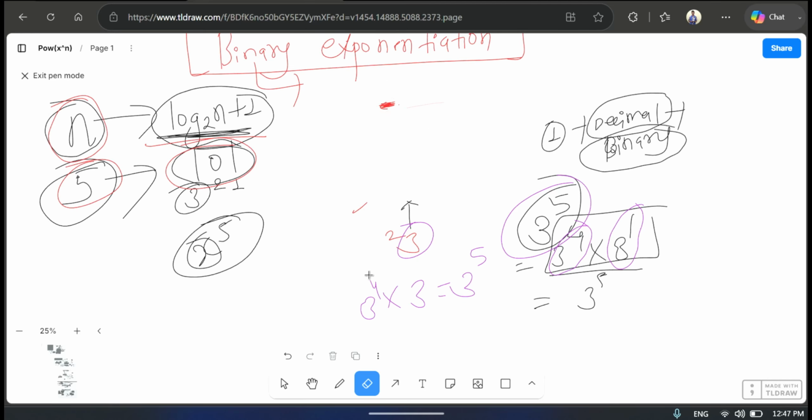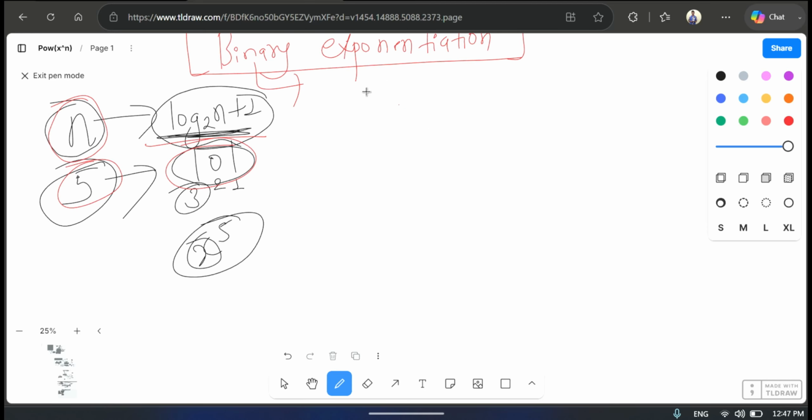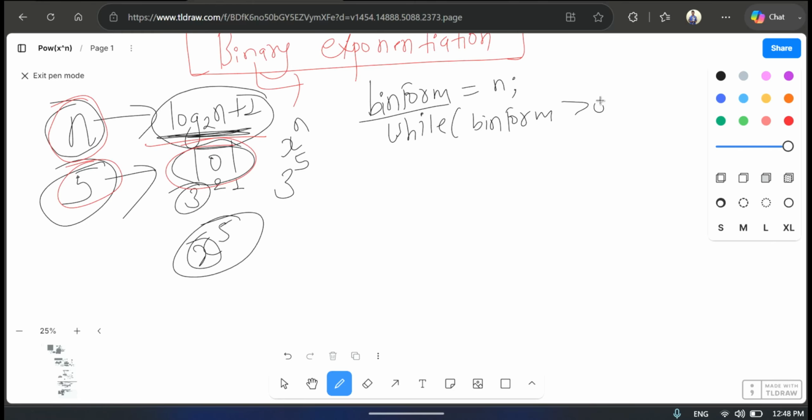Well, let's see. We can take one variable as the binary form, and then we will assign our n value to it. We have x to the power n here, let's say 3 to the power 5, and I'm assigning n itself to the binary form variable, right? Now I will loop until my binary form becomes 0. So it's going to be while binary form is greater than 0, this loop will continue.